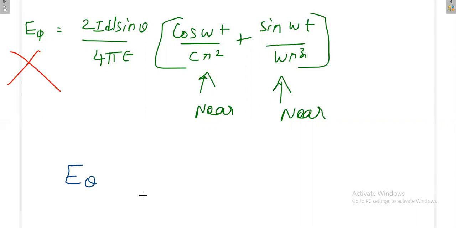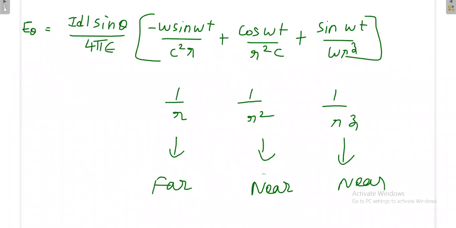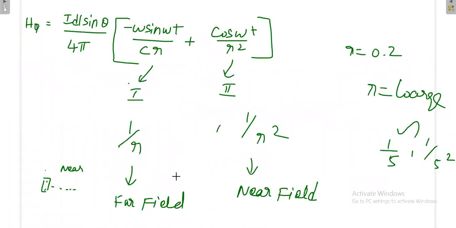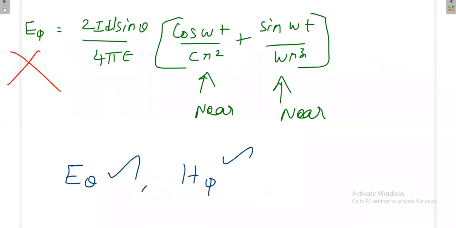Then which one is surviving? H phi is surviving. Once you consider only far field, what is surviving? Only E theta and H phi, because E theta is far field and H phi is also far field. And again, far field means always 1 by r. So finally E theta and H phi are surviving.